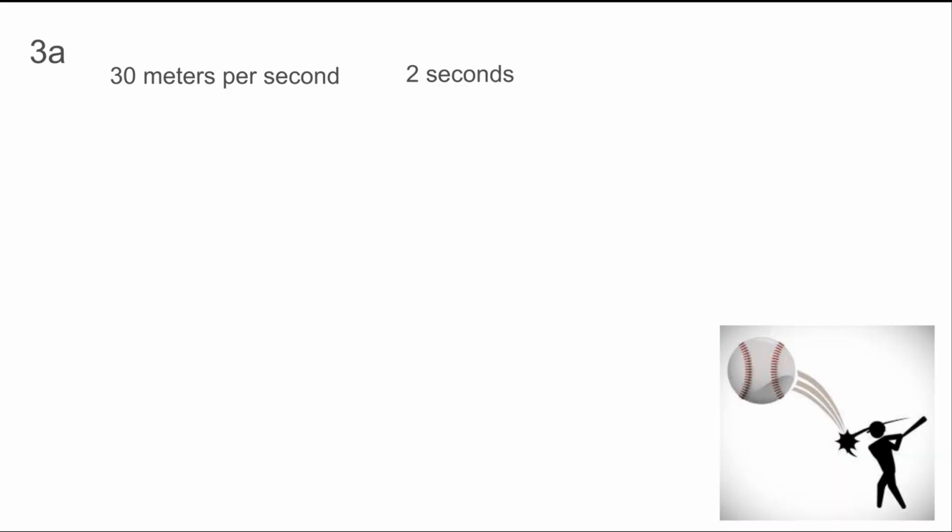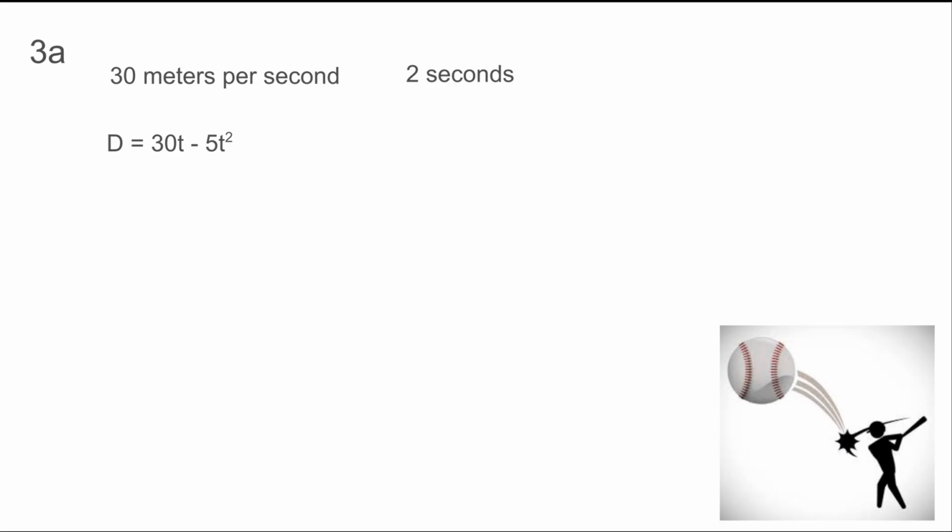Okay, now here's a baseball question. It's exactly the same, except instead of throwing a baton or throwing a football, we are hitting a baseball. So the baseball's going to go smack up and then down. And so the baseball is traveling 30 meters per second. And it says, how far will it go after 2 seconds?